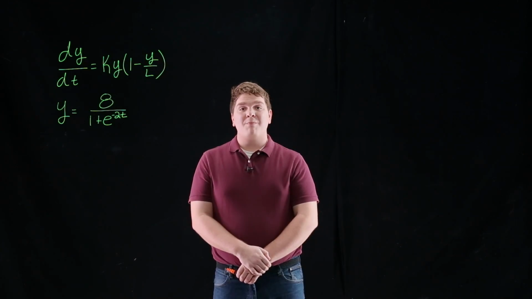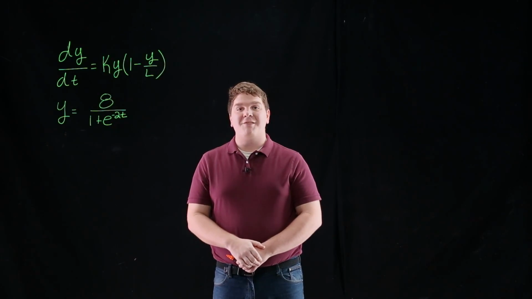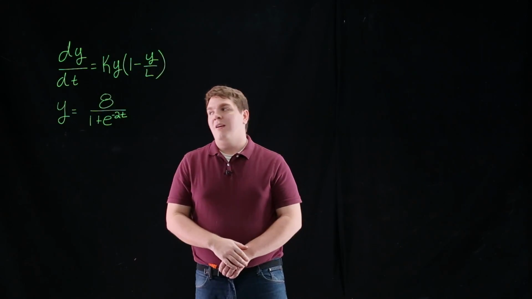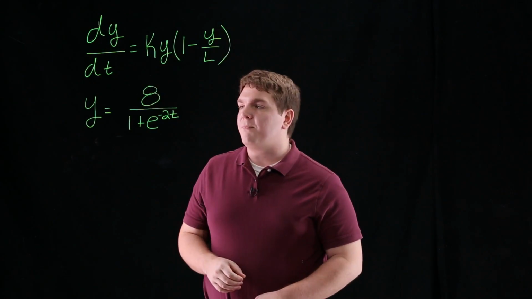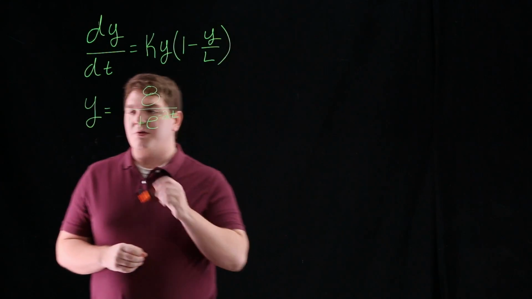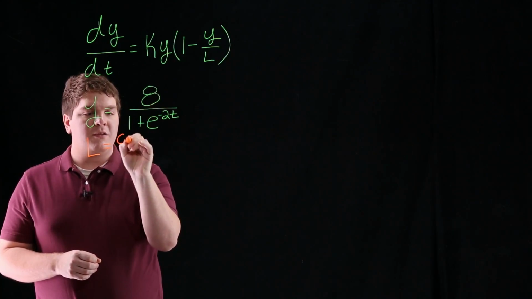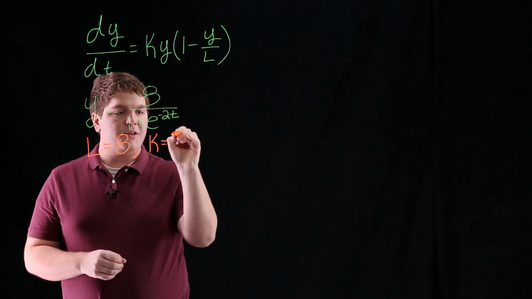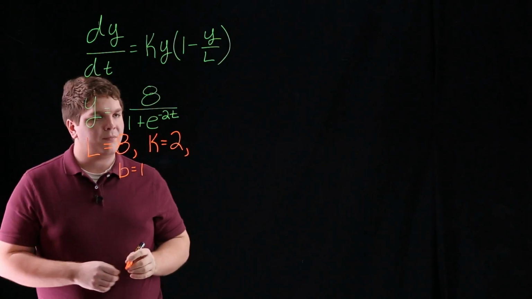Hello, my name's Gabe. For this problem, we're asked to show that the equation y equals 8 divided by 1 plus e to the negative 2t is a solution to this logistic differential equation. Now, assuming that y is a solution to this logistic differential equation, we can make a few quick notes. First of all, we'll see that L is equal to 8, K is equal to 2, and B is equal to 1.